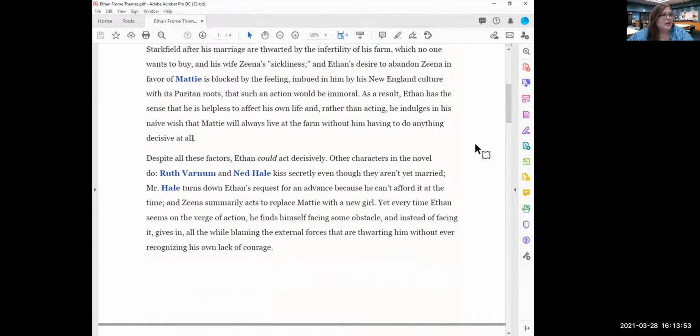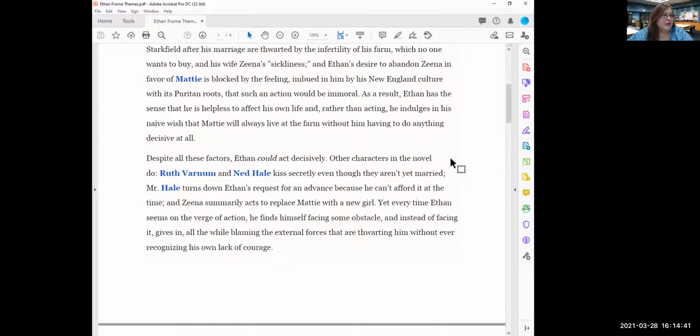As a result, Ethan has a sense that he is helpless to affect his own life, and rather than acting, he indulges in his naive wish that Mattie will always live at the farm without him having to do anything decisive at all. Despite all these factors, Ethan could act decisively. Other characters in the novel do. Ruth Varnum and Ned Hale kiss secretly even though they aren't yet married. That is scandalous. Mr. Hale turns down Ethan's request for an advance because he can't afford it at the time. And that's Ethan's wood, you know, he doesn't have to give it to him. And Zeena summarily acts to replace Mattie with a new girl, even though Mattie is her family.